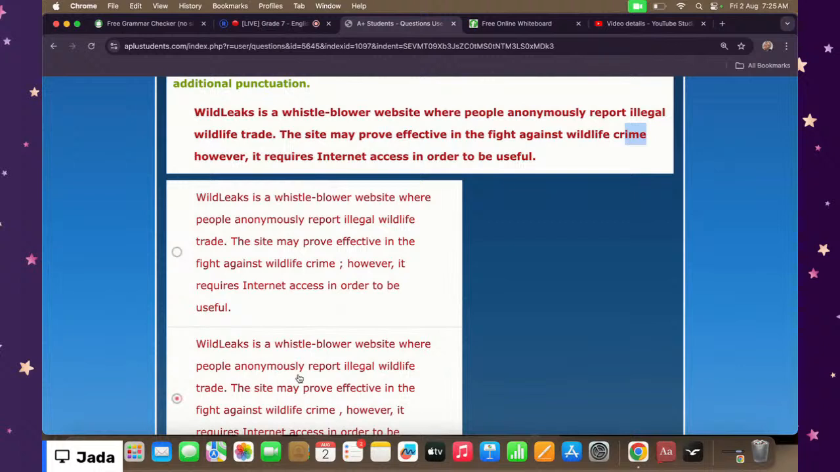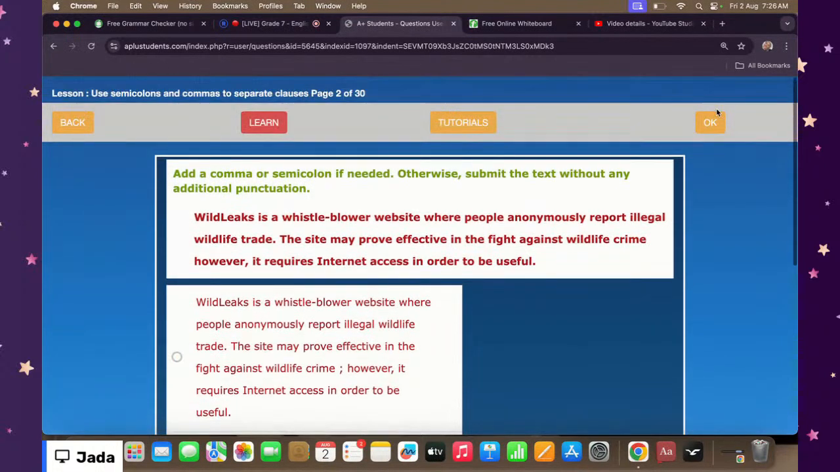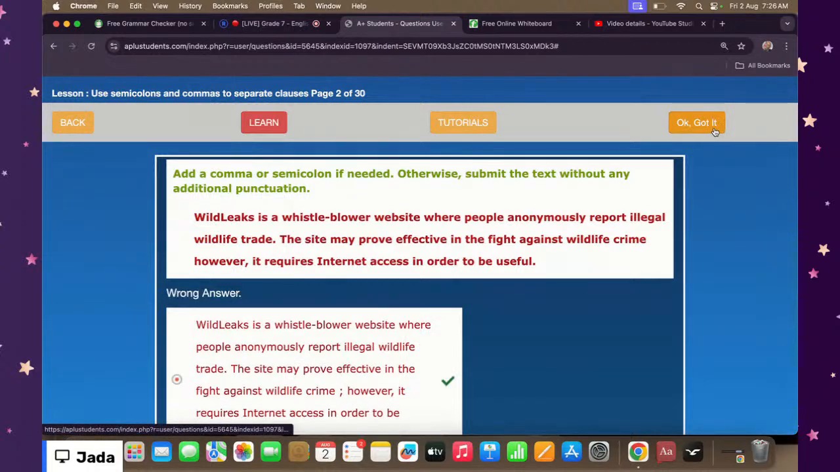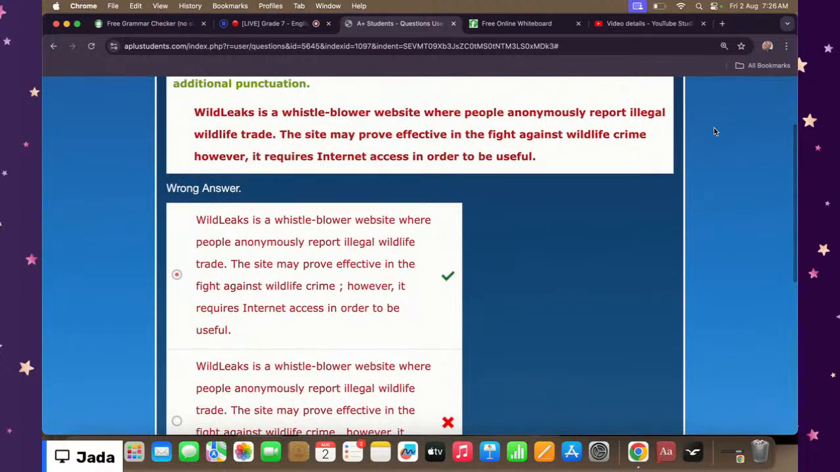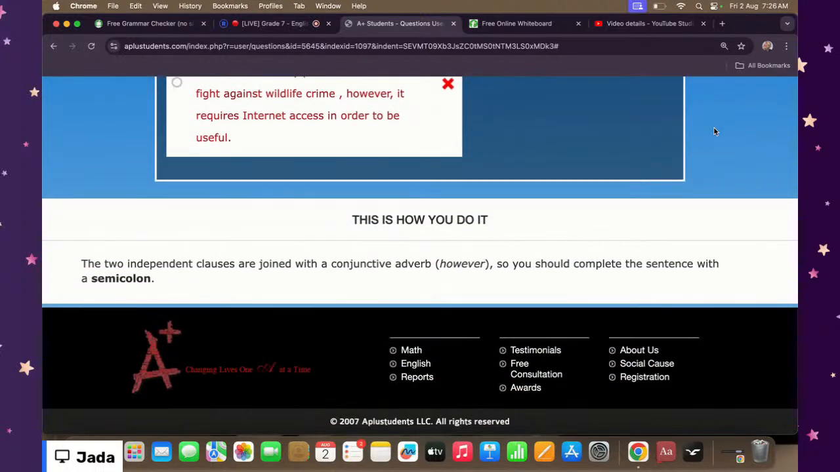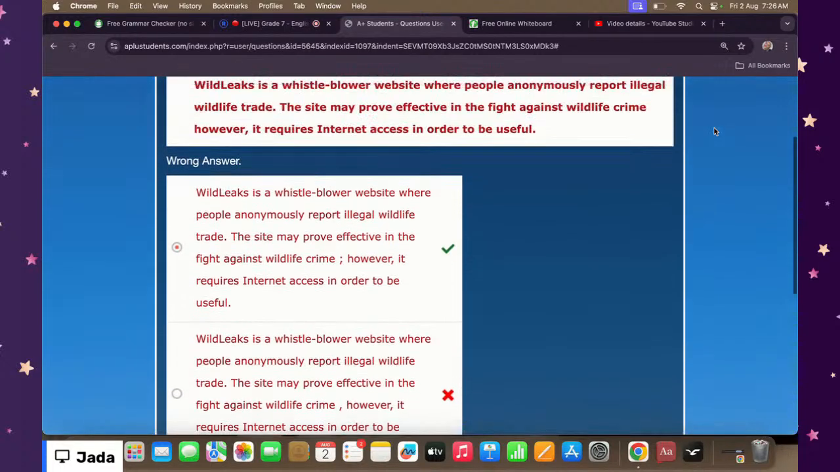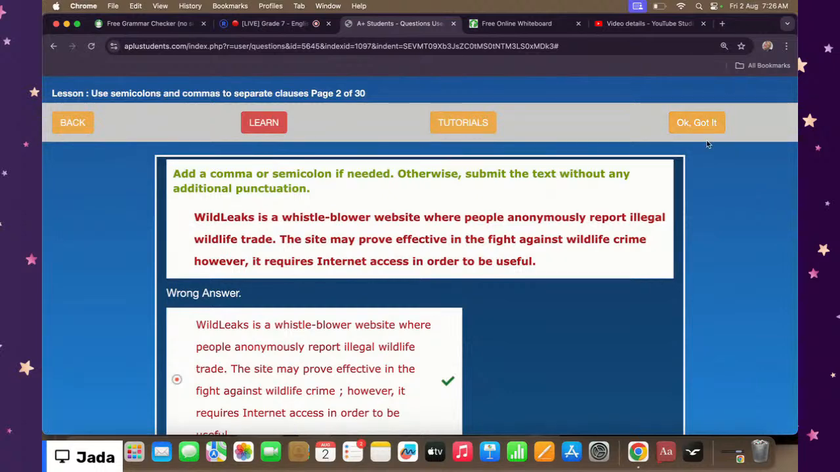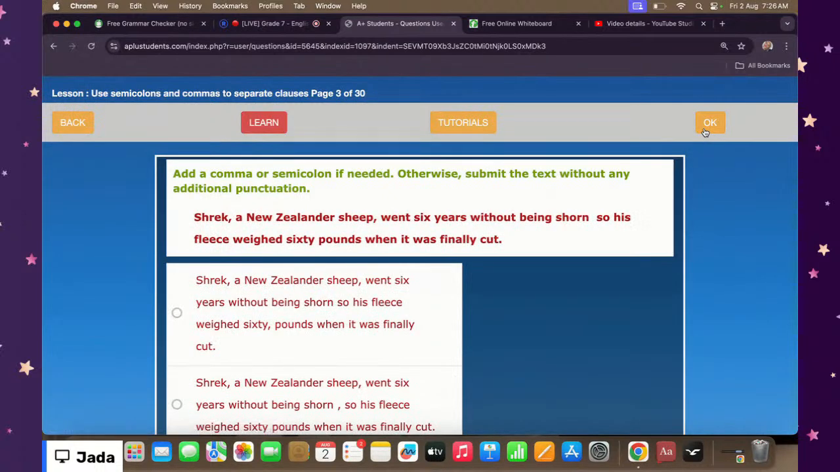Look at the second one. The second one has a comma before the however. So let's say we click on the second one. It is wrong, okay? Because like I have said, we have a semicolon first. But if you click on the second one and you get it wrong, just scroll down and you will read why you got it wrong. You will have an explanation as to why it was wrong so that you can know better. So you don't need to start all over again, just continue. But take note that we need to have a semicolon before the conjunctive adverbs.